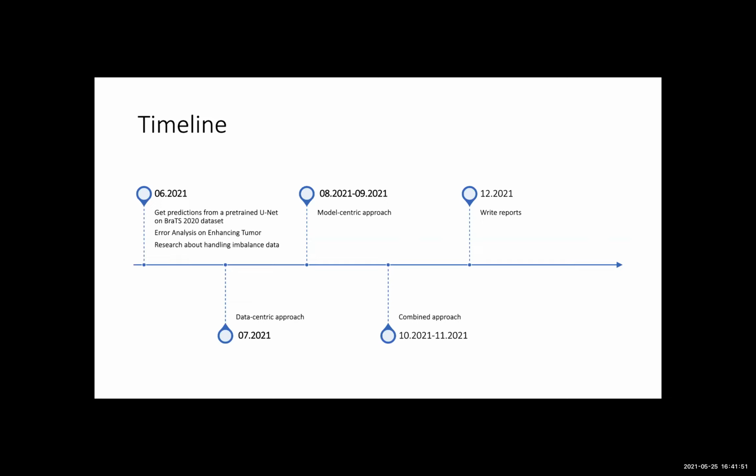And from July, I will start with the data-centric approach. From August until September, I will spend 2 months on the model-centric approach. And from October to November, I will combine all of the approaches, and December will be saved for writing the report. That's the overall timeline until next semester.